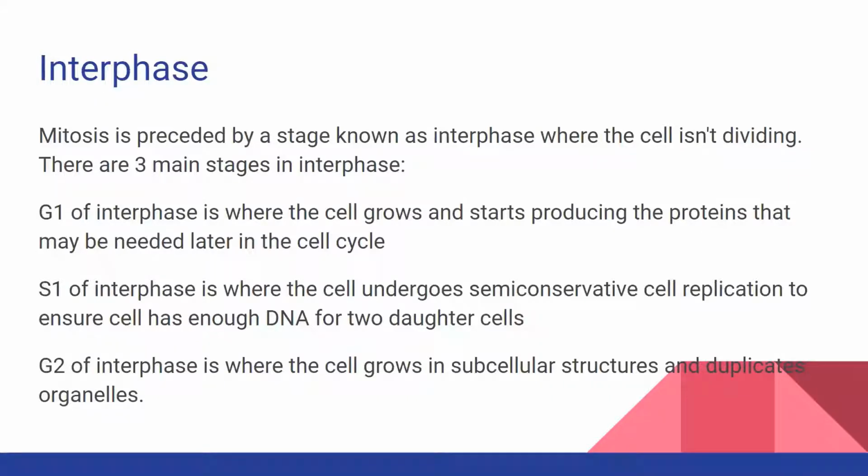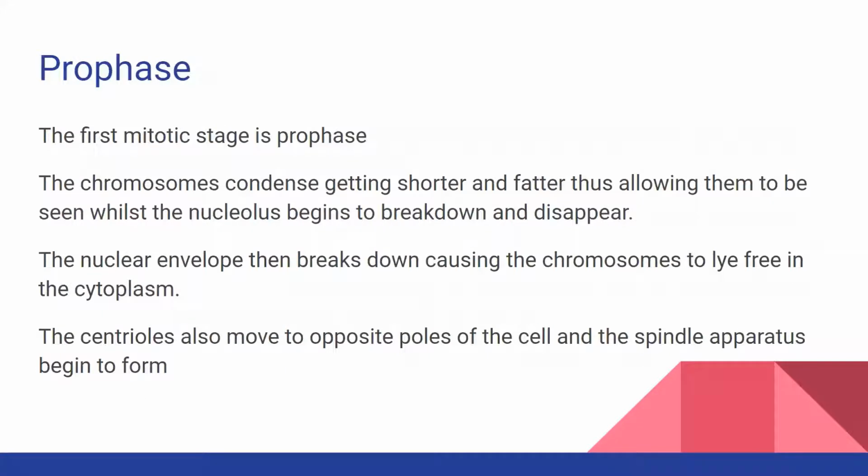The first major stage of mitosis is known as prophase. Within prophase, the chromosomes will condense, getting shorter and fatter, thus allowing them to become visible, whilst the nucleolus then begins to break down and disappear. The nuclear envelope then breaks down as well, also causing the chromosomes to lie free in the cytoplasm. The centrioles then will move to opposite poles of the cell, and the spindle apparatus will slowly begin to form.